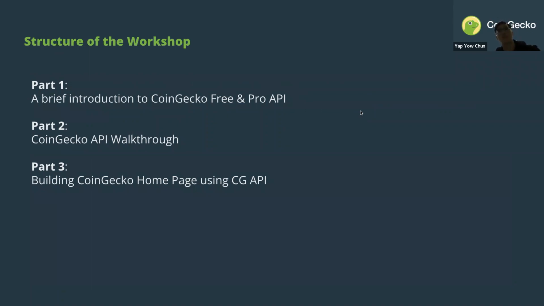So this will be the structure of the workshop today. Part one would be a brief introduction to CoinGecko Free and Pro API. The second part will be hosted by Elvis. It will be a quick walkthrough for CoinGecko API. In part three, we'll start applying CoinGecko API to build a few components in the CoinGecko homepage.